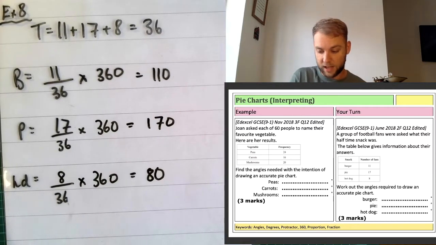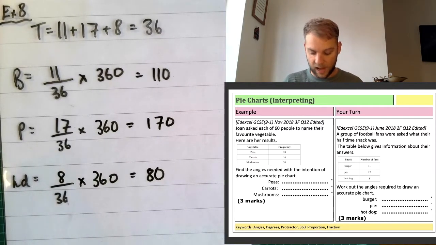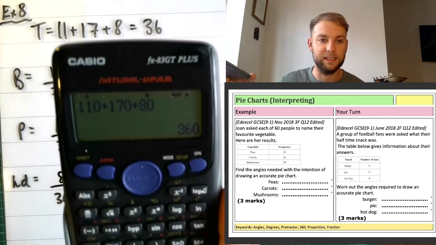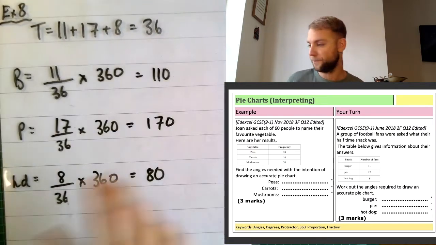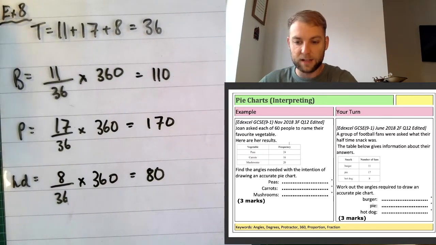How can I check this is right? Well, 110 plus 170 plus 80 is equal to that 360, which is what I'm looking for. Brilliant. So let's just check those answers.